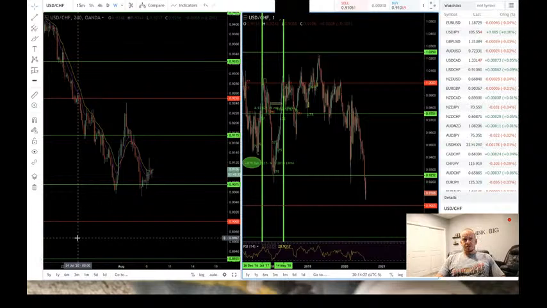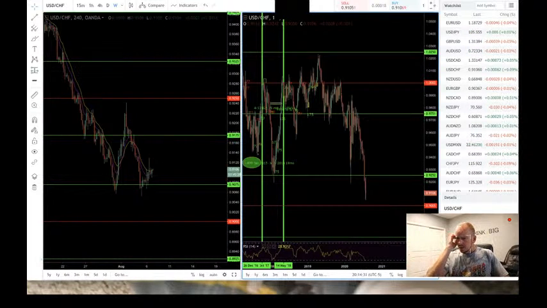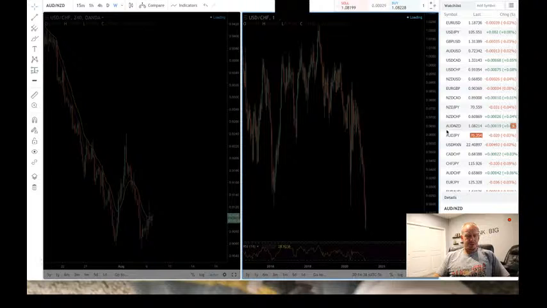If you have any other questions, feel free to type in the chat. Let's look at the Australian New Zealand dollar. We got a trade in the zone right now. We have an opportunity here.